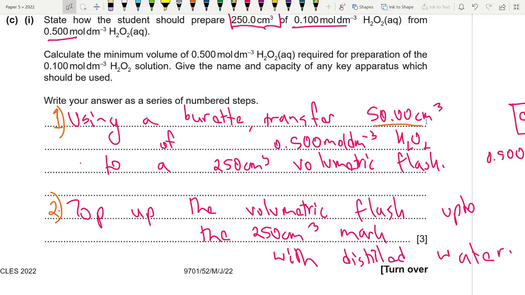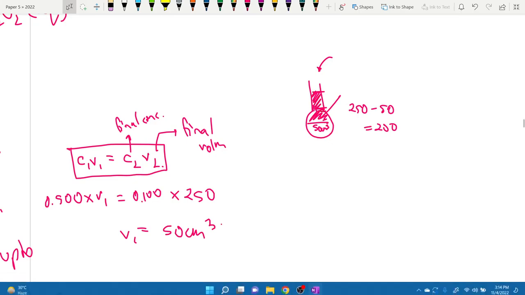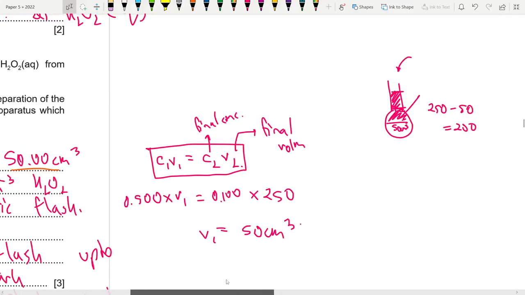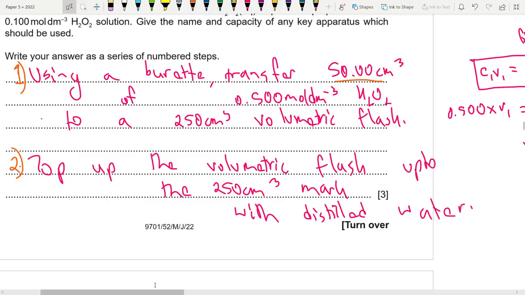Next, what are we going to do? Then we're going to top up the volumetric flask to the mark. There's a mark in the volumetric flask over here. So we are going to add distilled water up to the mark, because we want basically 200 cm³. So they word it in this way. Since this is the latest mark scheme, you should follow it this way: top up the volumetric flask up to the 250 cm³ mark with distilled water. So that's all for full marks.